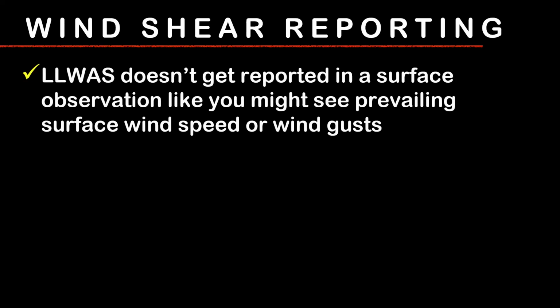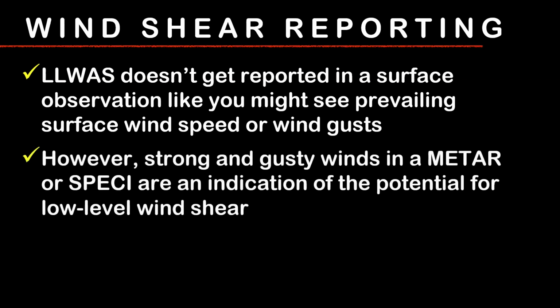So the low-level wind shear alerting system doesn't get reported in an observation like you might see wind speeds or gusts reported. So anytime you see strong and gusty winds in an observation, that's probably your biggest clue that there could be some low-level wind shear occurring.